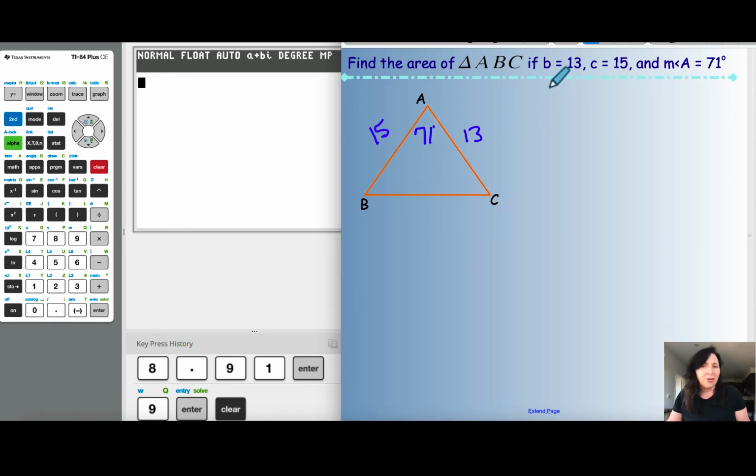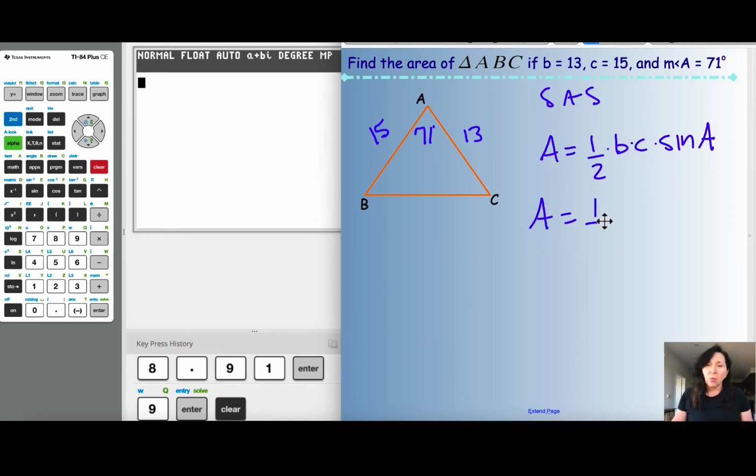And so I do have side, angle, side, which means I can find the area using my sine formula. So the area is equal to 1/2. If I have angle A, then the last part would be sine of angle A, and the two sides inside would be B and C. All of these are multiplied together. So A, being the area, equals 1/2 times side B, which is 13, times side C, which is 15, times sine of angle A, which is sine of 71 degrees.